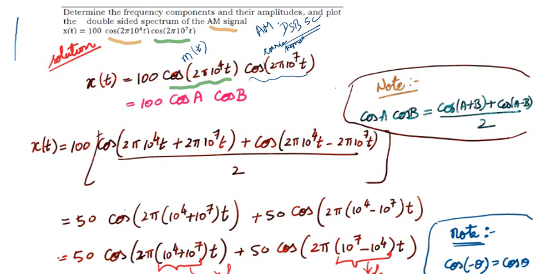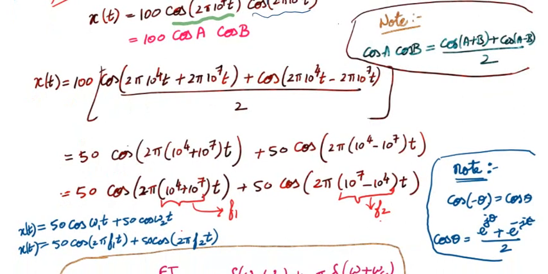We know that cos A cos B can be written by this trigonometric expression: cos (A plus B) plus cos (A minus B), divided by 2. Based on that we are writing this. This is cos (A plus B), this is cos (A minus B). For cos (A minus B), inside the braces we will have a negative term, 2 pi (10 power 4 minus 10 power 7). Here the cos of 10 power 7 minus 10 power 4 are both equal because cos of minus theta is cos theta.